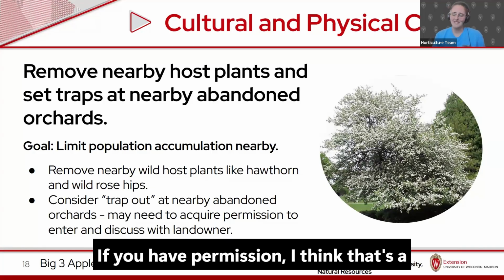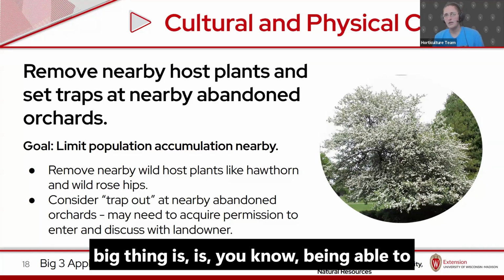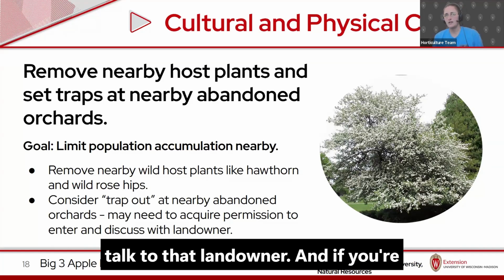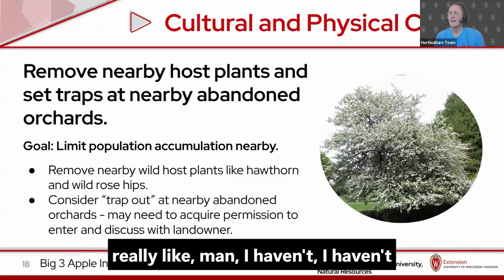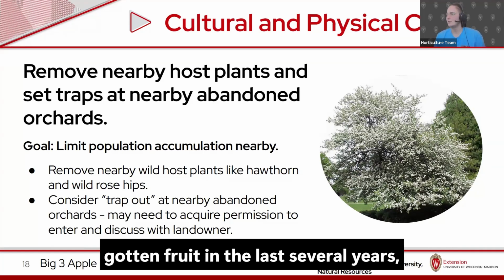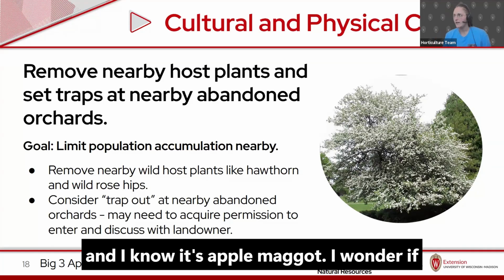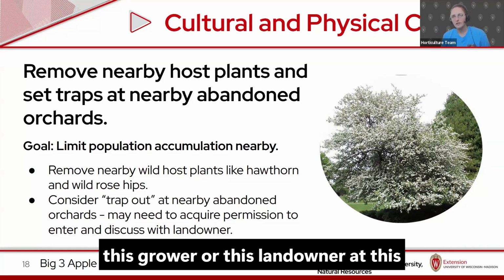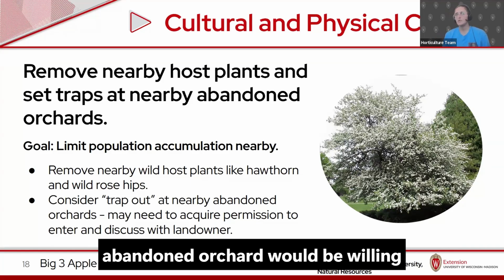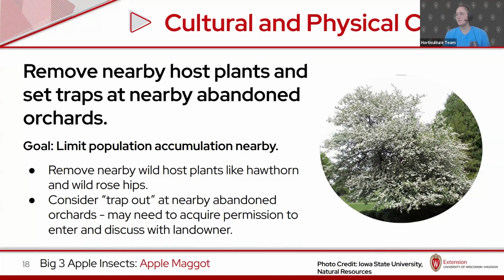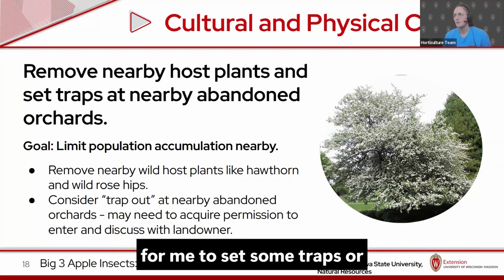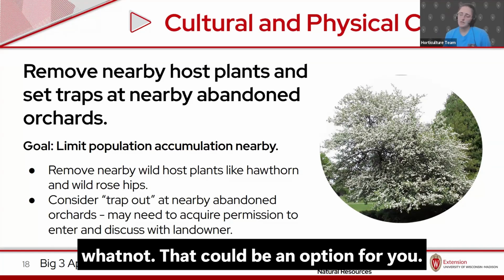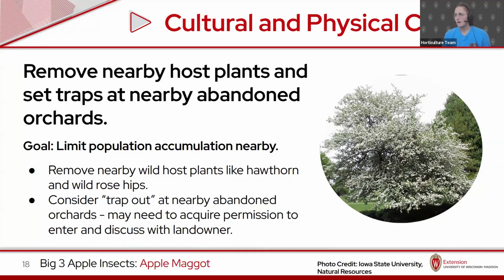If you have permission, I think that's a big thing, being able to talk to that landowner. And if you're really like, man, I haven't gotten fruit in the last several years, and I know it's apple maggot, I wonder if this landowner at this abandoned orchard would be willing for me to set some traps or whatnot. That could be an option for you.